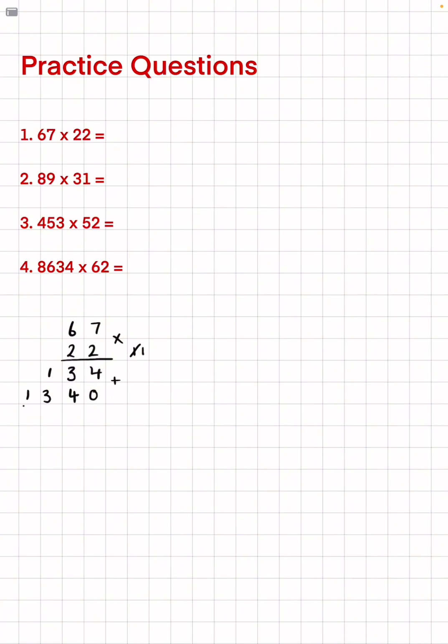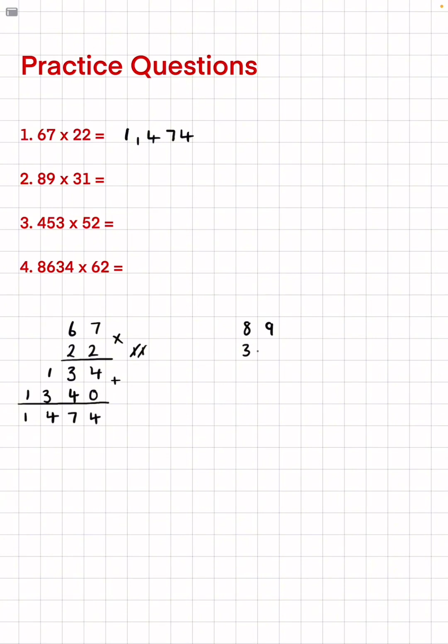And now we're going to add these two numbers together to get the answer. 4 add 0 is 4. 3 add 4 is 7. 1 add 3 is 4. And 0 add 1 is 1. So the answer is 1,474.